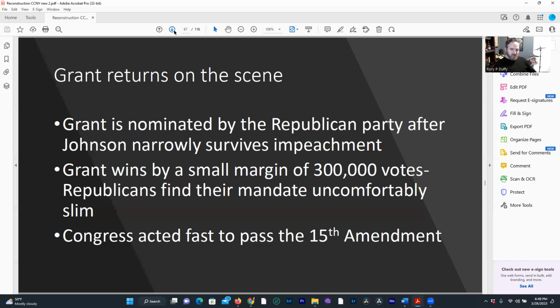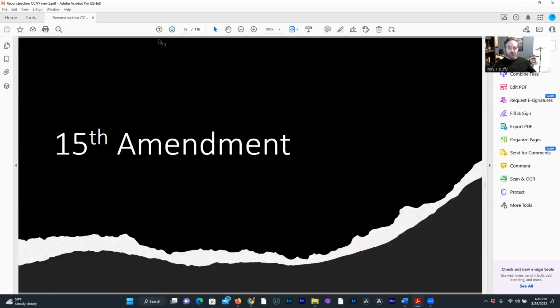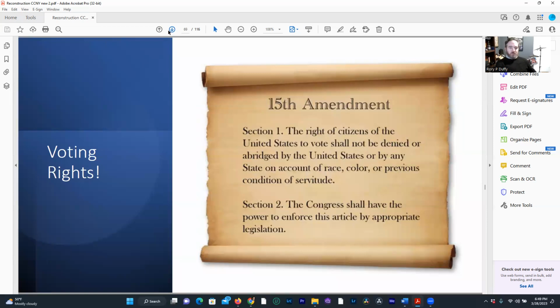Congress acted fast to pass the 15th Amendment. The 15th Amendment would be the voting rights. Article 1: the right of citizens of the United States to vote shall not be denied or abridged by the United States or by any state on account of race, color, or previous condition of servitude.